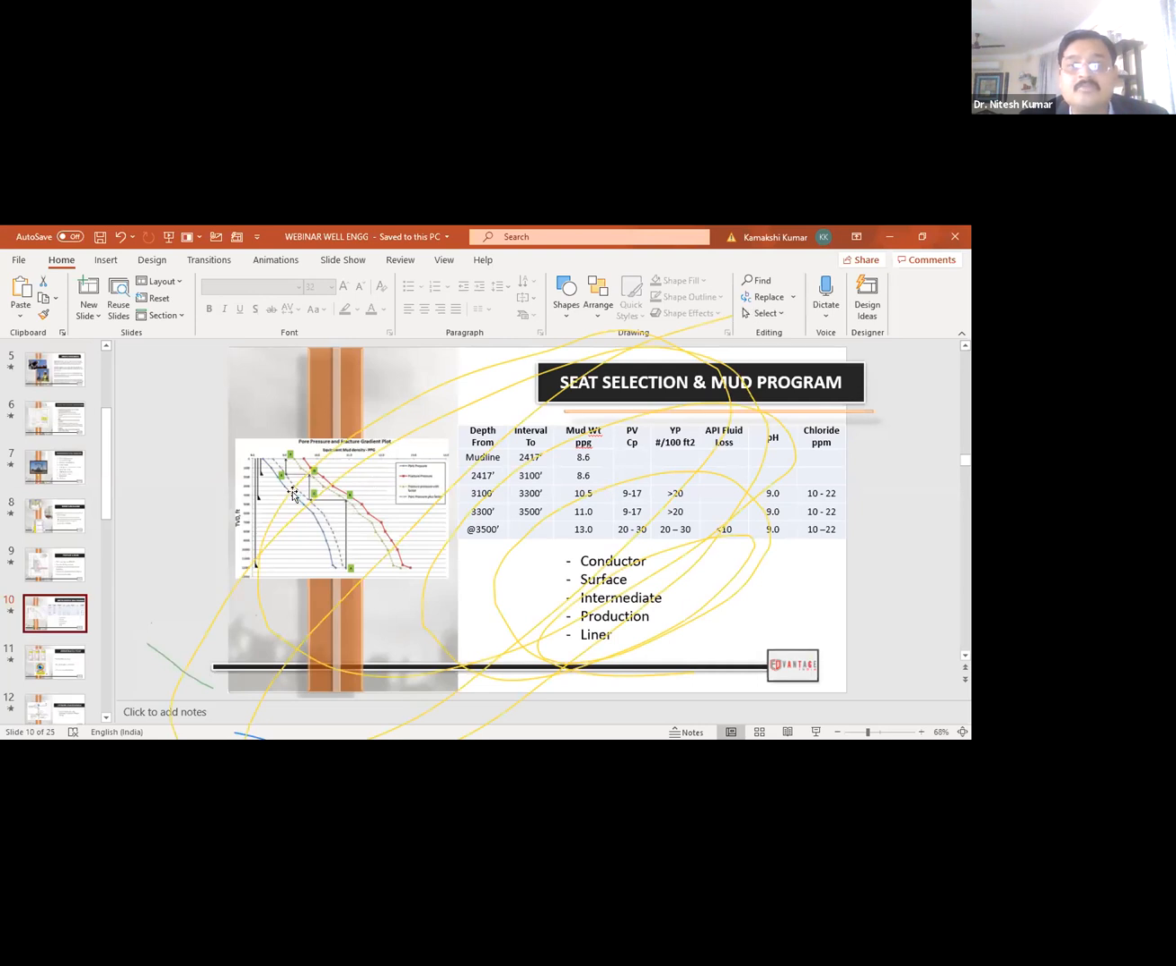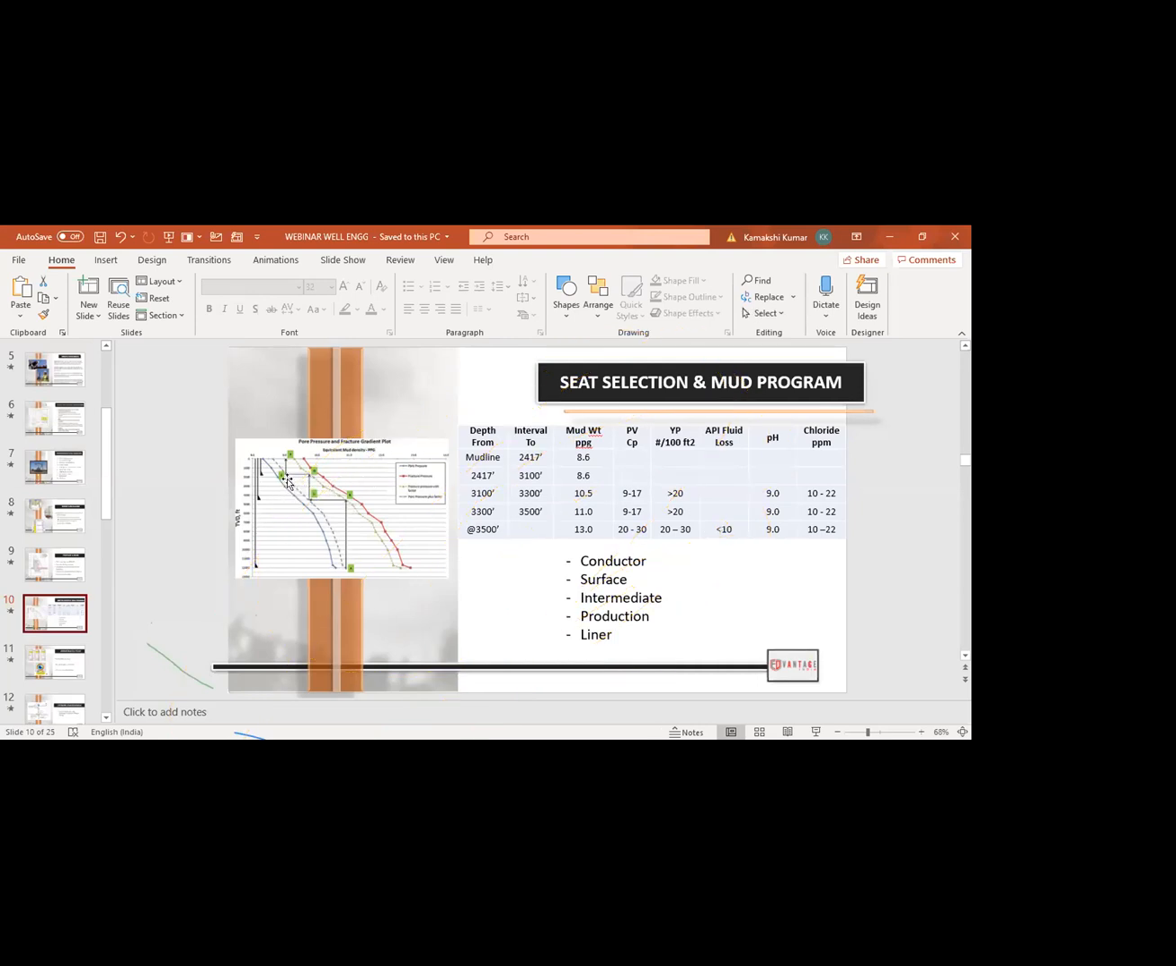Okay. So between the two dashed lines, you see I have put some arrowed lines here. This is the maximum mud weight you can have at the surface, and then you can go to a certain depth. And then you put your casing there, and then you increase the mud weight, and then again go about your work. So this is how, guys, you put together a seat selection. And once you have this seat selection program, you do your mud.